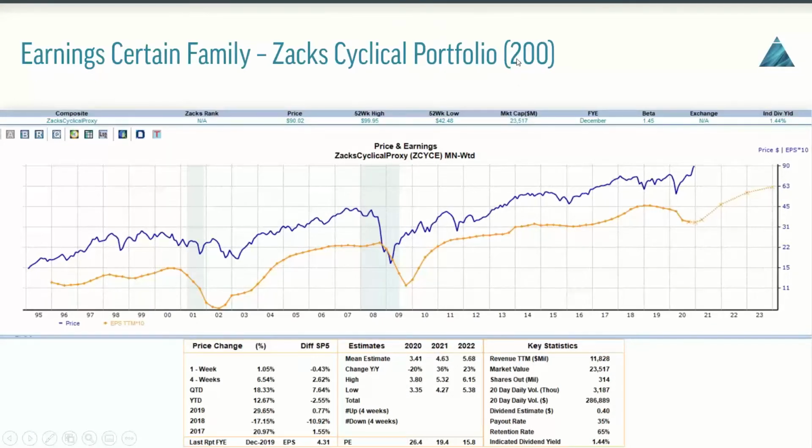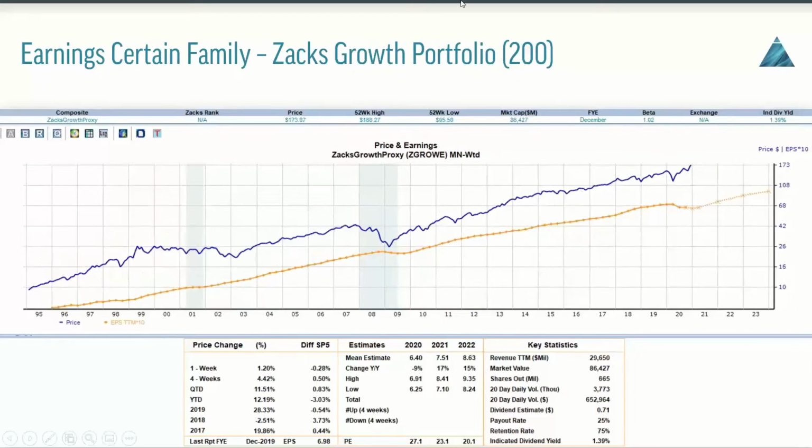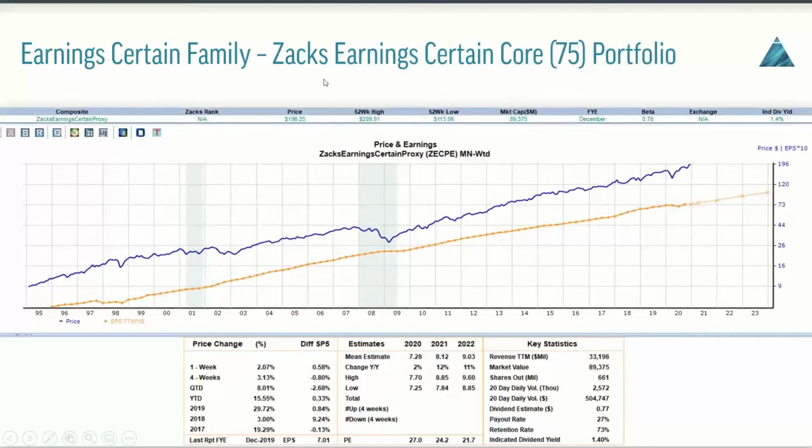So we split that into the cyclical portfolio. Again, my preferred proxy for doing analysis on those companies that are most tied to the underlying economic cycle. And then the 200 most earnings stable stocks in the growth portfolio. And you can see that here. Now, if we move forward to the 75 most earnings stable out of the Zacks growth portfolio of 200, now we start talking about the earnings certain core portfolio, or what we refer to as the core 75. This is the original earnings certain core portfolio.